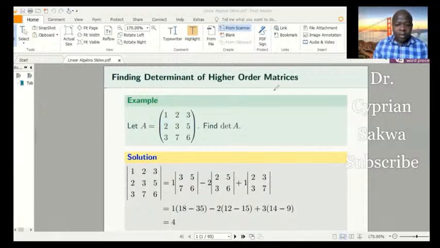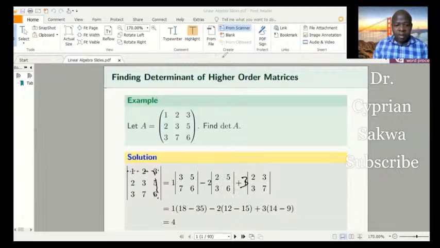And then plus 3 times the determinant of the matrix that is left when I delete the row of 3 and the column of 3. So when I delete the row of 3 and the column of 3, the matrix that is left is 2, 3, 3, 7. So this is supposed to be 3, not 1. This is supposed to be 3.